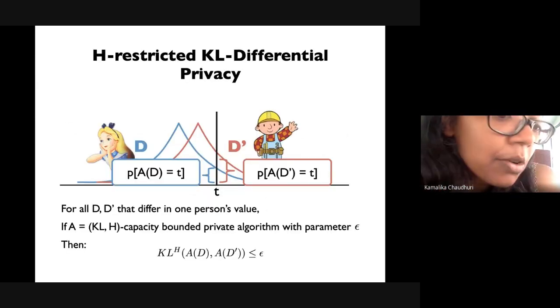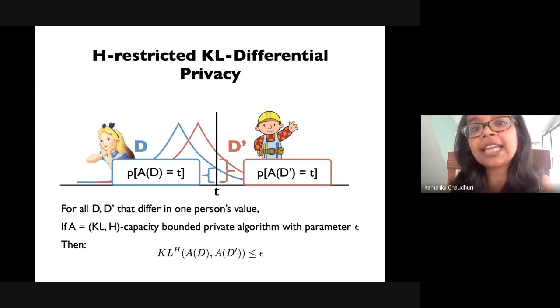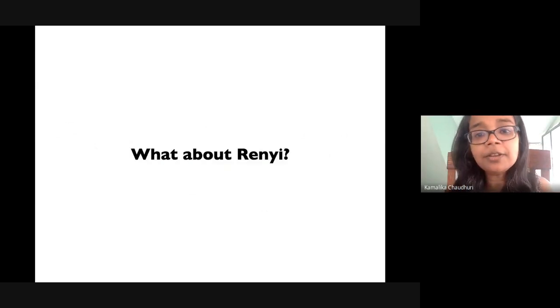Okay, so coming back, we can talk about H-restricted F differential privacy, where instead of limiting the F divergence, we limit the H-restricted F divergence. We can say that it is at most epsilon.